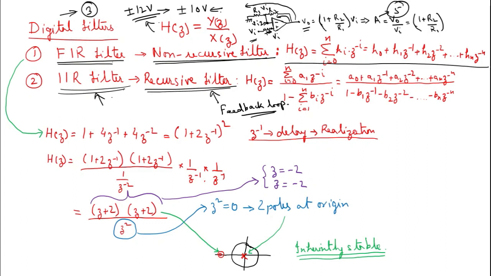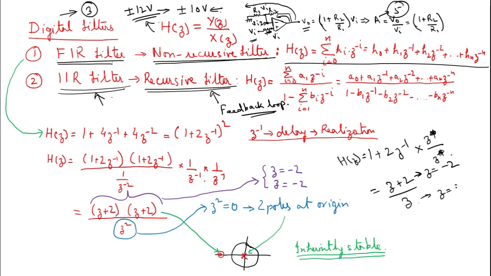If you carefully look into this system, say for example, I have a system, say 1 plus 2 z inverse. If I have to calculate the poles and the zeros, what I have to do? We can also write it in terms of z. So what we get? z plus 2 divided by z. So we have a zero at z equals to minus 2. We have a pole at z equals to 0.